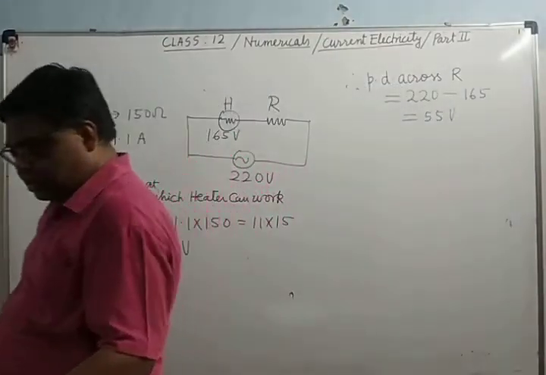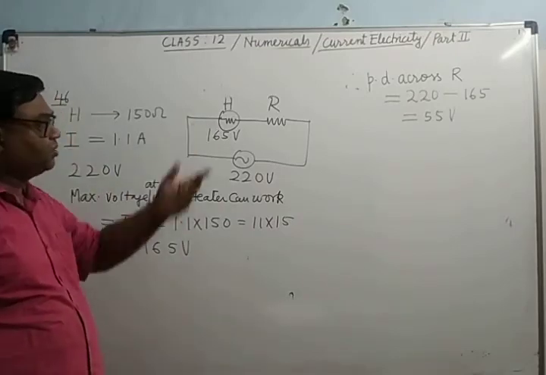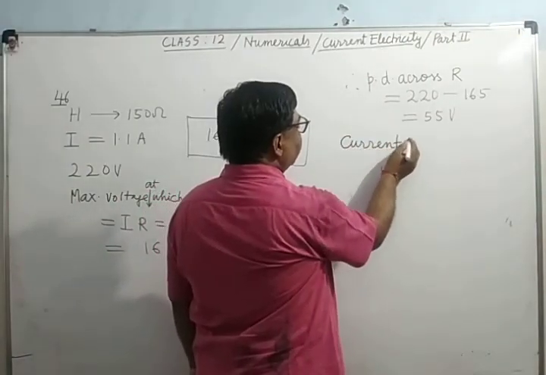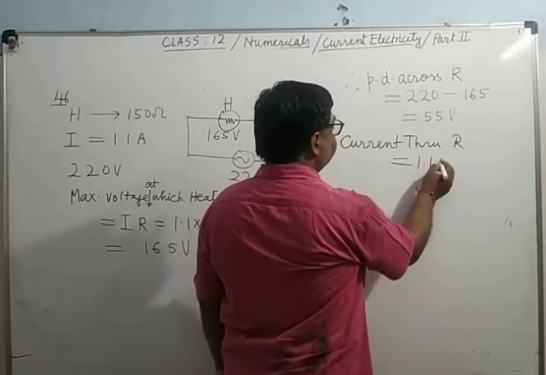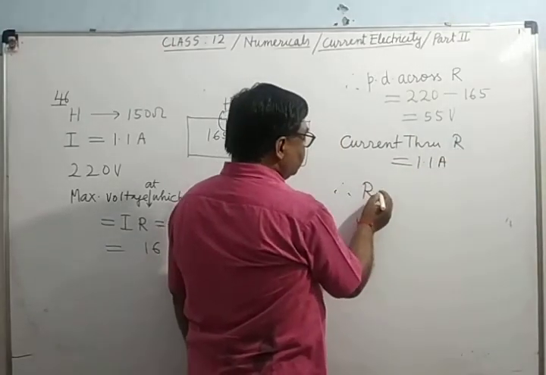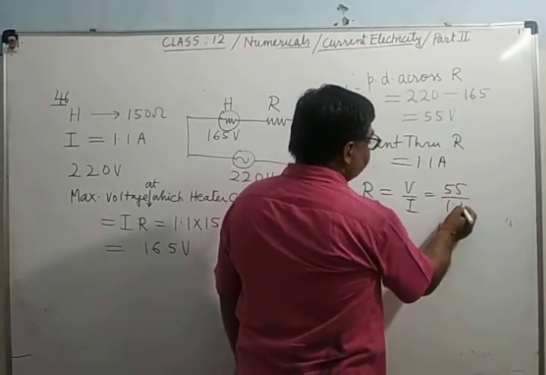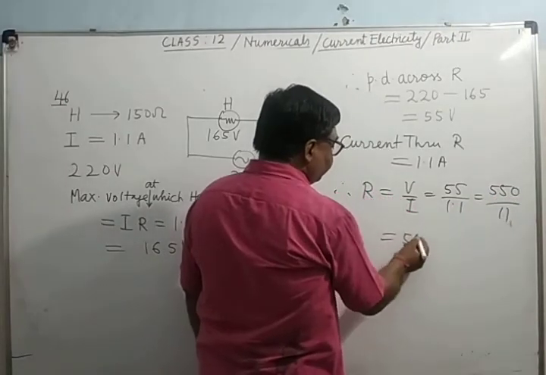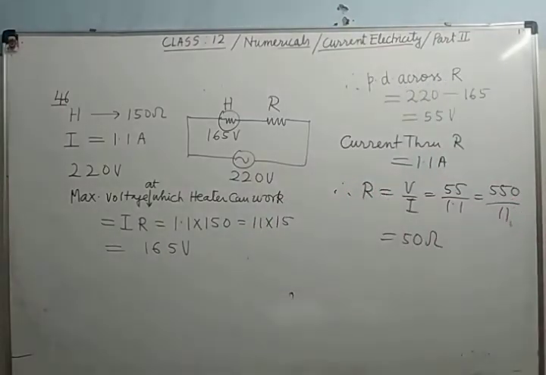What is the current? Here the same current which is flowing through the heater will pass through R. Current through R equals 1.1 ampere. Therefore, R equals V upon I, so that is 55 upon 1.1, 550 upon 11, that is 50 ohm. Is it clear? So this is the answer. Now you can see the next question.